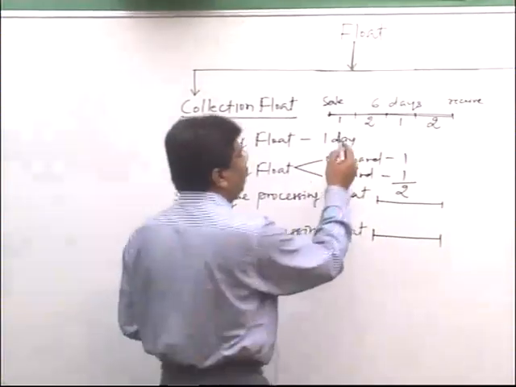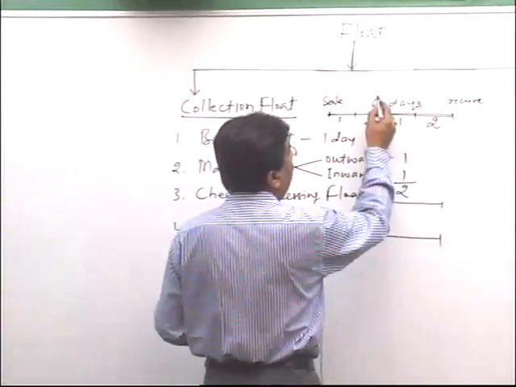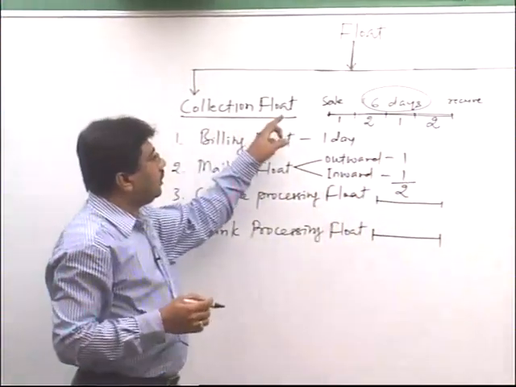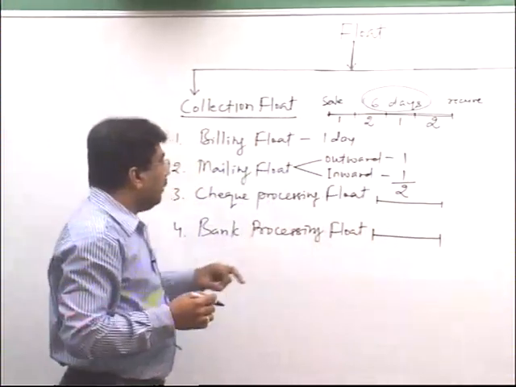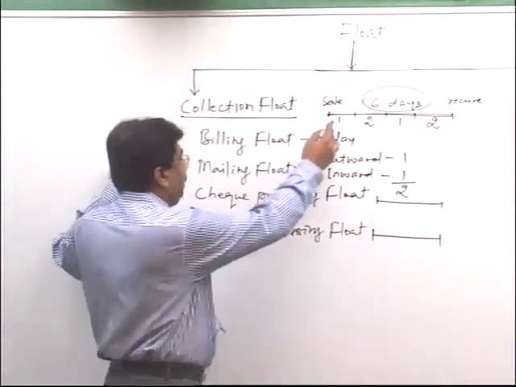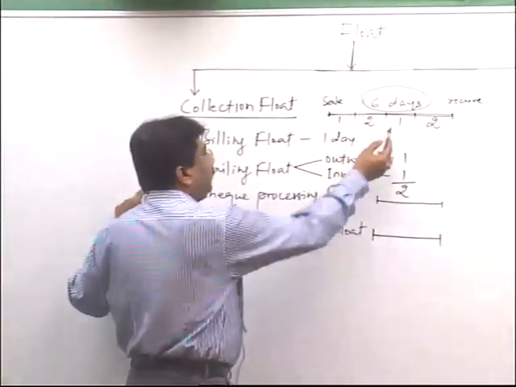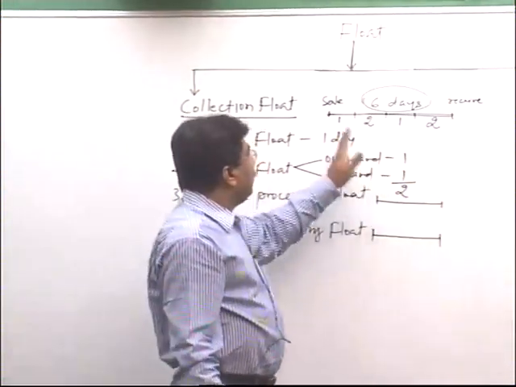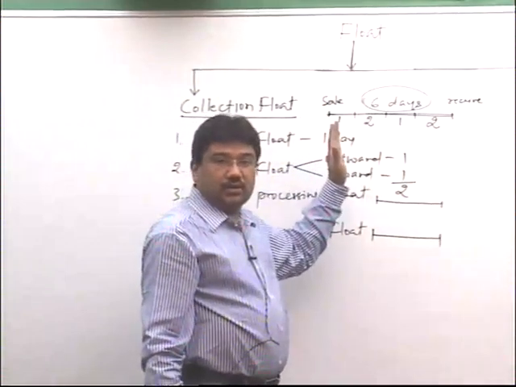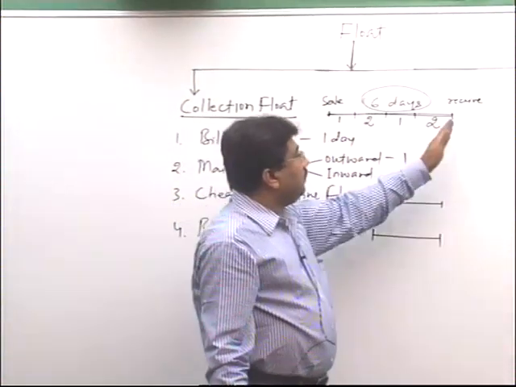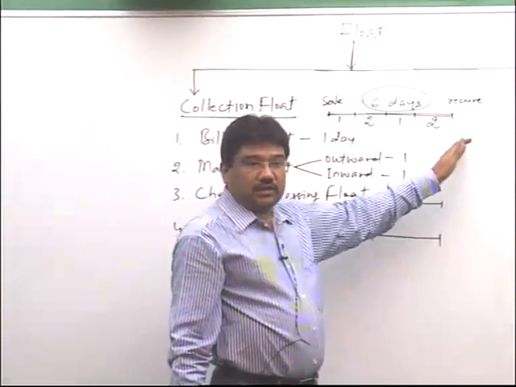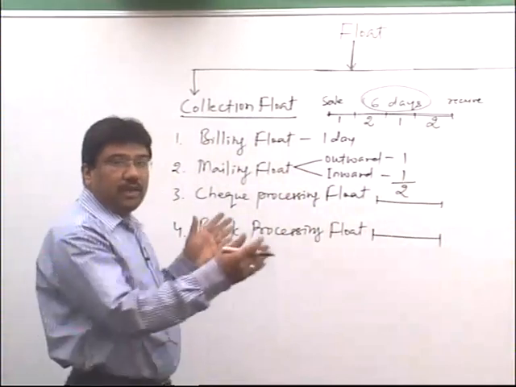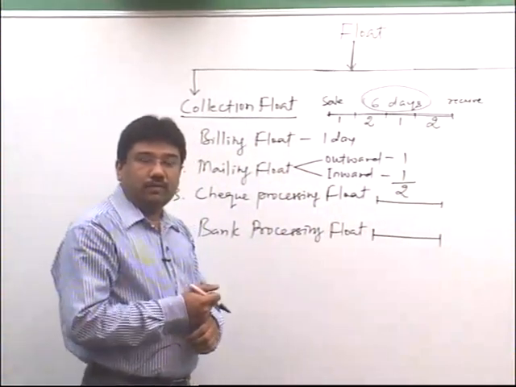Now add all these four: 1, 2, 1 and 2. So total number of days is 6. So my total collection float is of 6 days, which is comprising of billing float 1 day, then mailing float 2 days, check processing float 1 day and bank processing float 2 days. It means the day on which I sell the goods, I get clear funds in my bank account after 6 days. So float means the time gap, and collection float means the time gap in collecting your money from the day of sale.